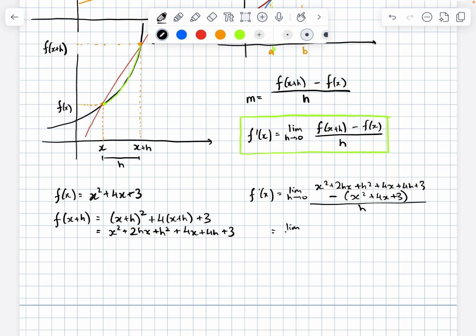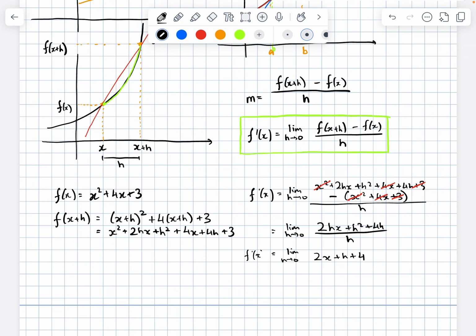Simplifying, the x squared will cancel with the x squared, the 4x will subtract with the 4x, and the 3 will subtract with the 3. And that leaves us with 2hx plus h squared plus 4h over h. Now there's a common factor of h that can be cancelled. So we get the limit as h approaches 0 of 2x plus h plus 4.